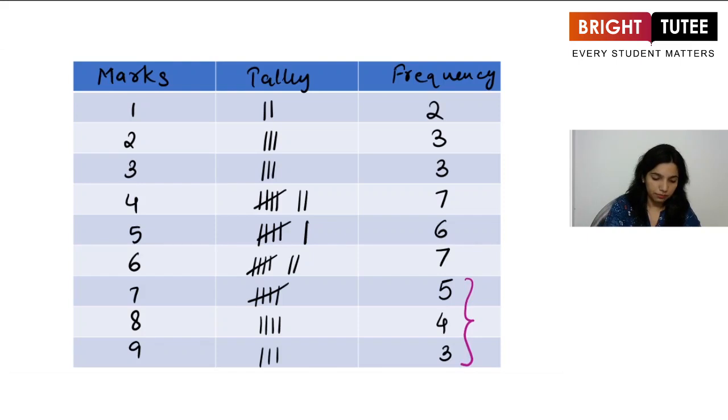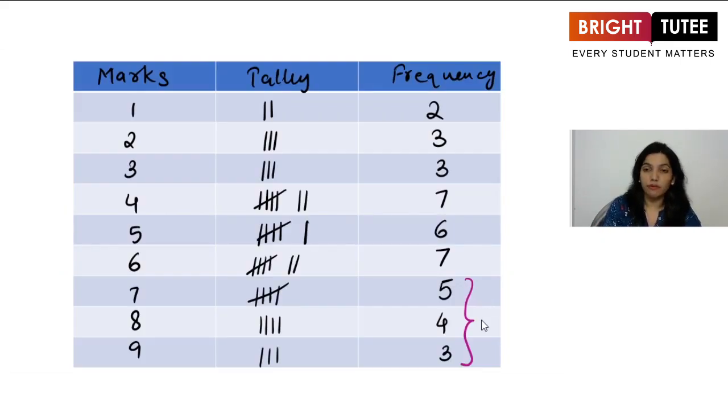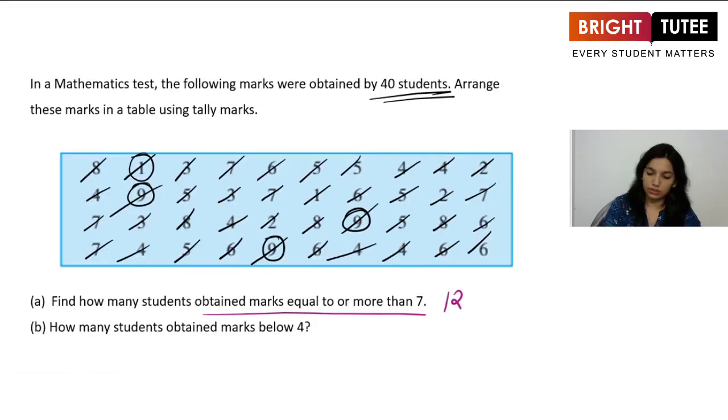Let's write it here. 12 students has obtained marks equal or more than 7. Okay, and this is how we have done. We have added 5, 4 and 3. Let us write it here. 5 plus 4 plus 3.